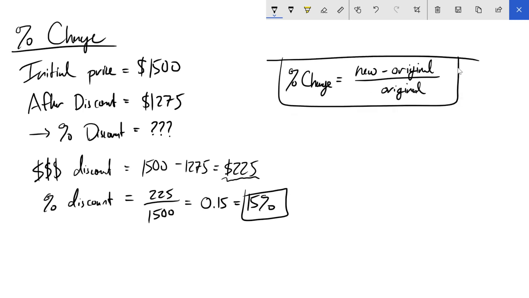Okay. So it's always the difference divided by the original, and that would be percent change. This will work for percent increases and percent decreases. All right. Questions about that one? Just remember to always divide by the original amount.